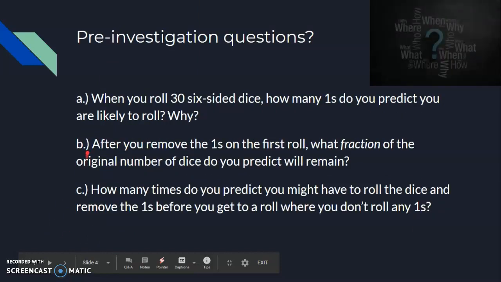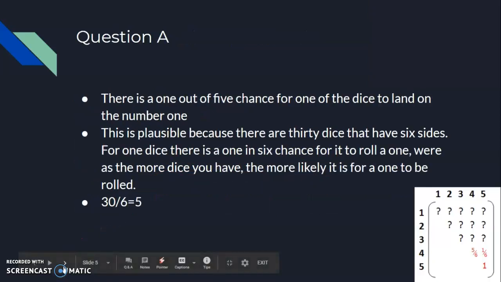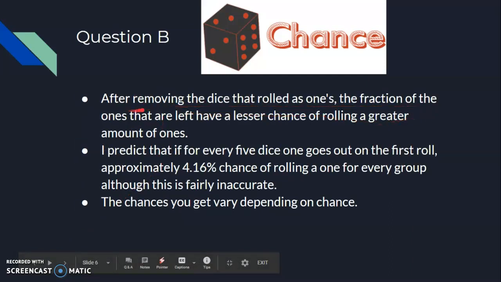Question B. After you remove the 1s in the first roll, what fraction of the original number of dice do you predict will remain? I predict that as it rolls 1s, the fraction of dice that are left has a lesser chance of rolling a greater amount of 1s. The chances you get really depend on chance or the roll of the dice. There is a fraction. I put through the calculations 4.16, although I know that is inaccurate. It is more of a 1 out of 5 chance still, although a little bit less than that.